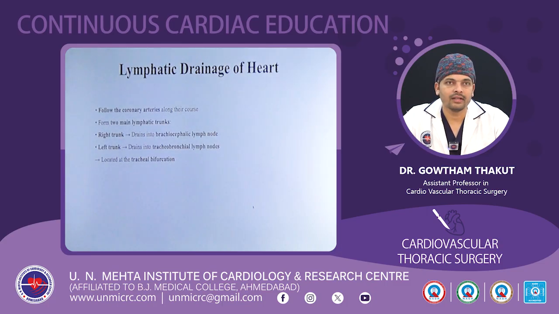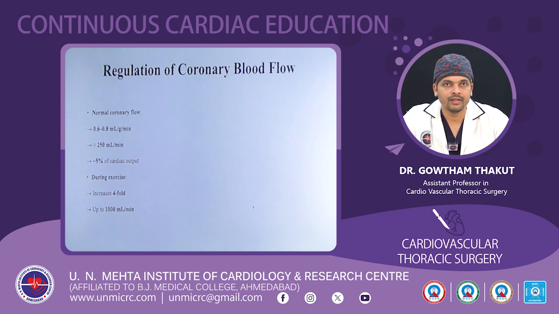Lymphatic drainage of the heart: the vessels follow the coronary arteries along their course and form two main lymphatic trunks, a right trunk and a left trunk. The right trunk drains into the brachiocephalic lymph nodes, and the left trunk drains into the tracheobronchial lymph nodes located at the tracheal bifurcation. So how is the coronary blood flow regulated?